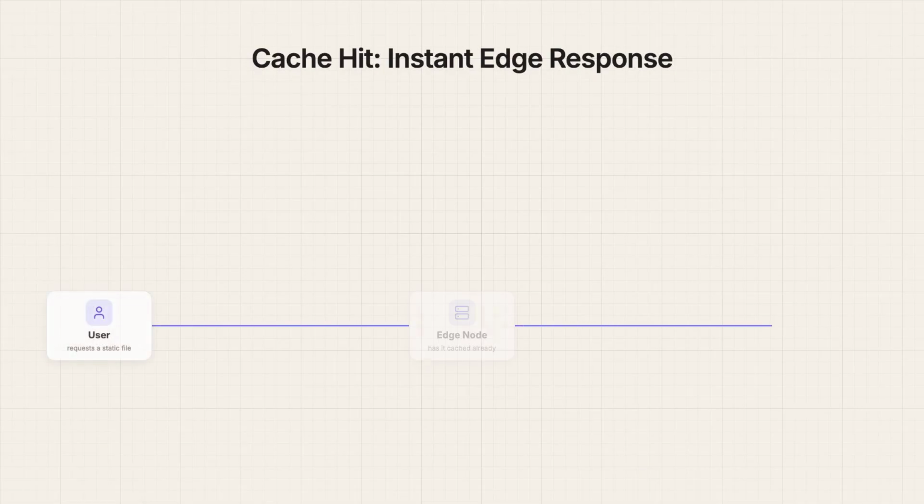When a user requests a resource the edge already has stored, that is a cache hit. The edge checks its local store, finds the file, and sends it back immediately. The origin is never contacted. Response times drop from hundreds of milliseconds to single-digit milliseconds because the content is physically close and no network round trip to the origin is needed.